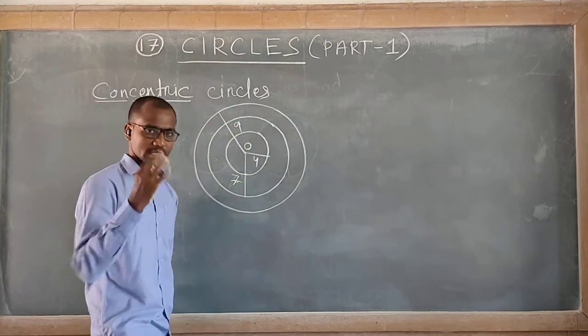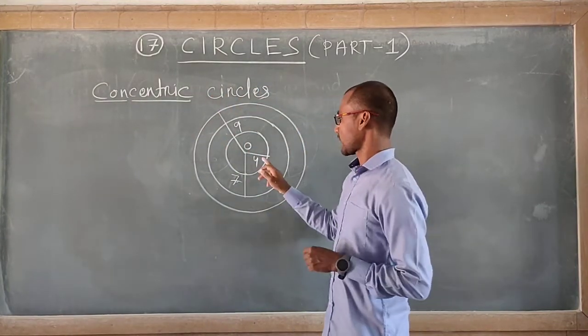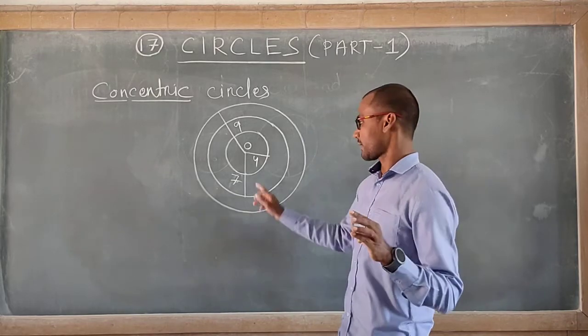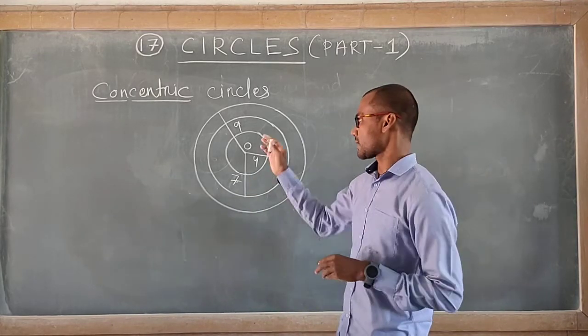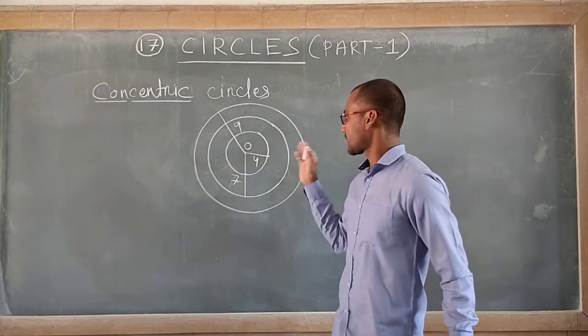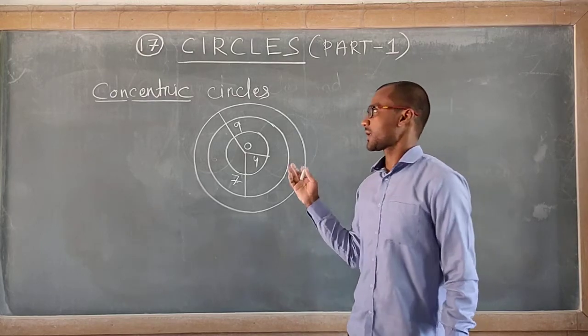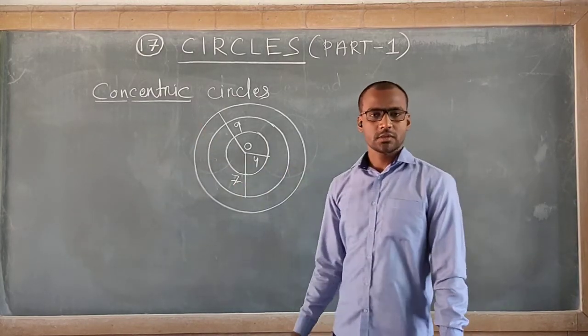You can see we have 3 circles here. Radius of first circle is 4 units. Radius of second circle is 7 units. Radius of third circle is 9 units. But you can see they have one thing common, that is center. All these 3 circles have the same center. Therefore, we say that these circles are concentric circles.